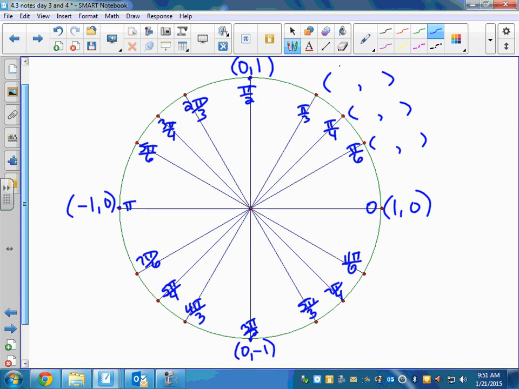Count 1, 2, 3. And then count back to the top, and now go backwards. 3, 2, 1. Or you could think 1, 2, 3, and then go over, back up. 1, 2, 3. 3, 2, 1. So far, so good, right?